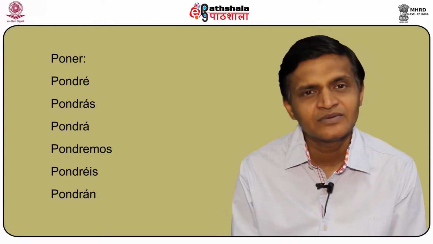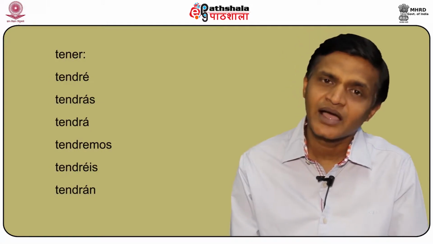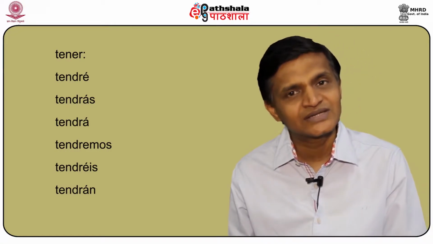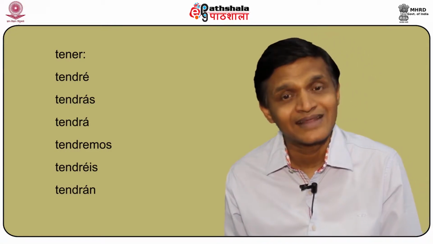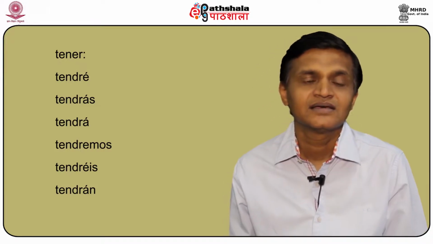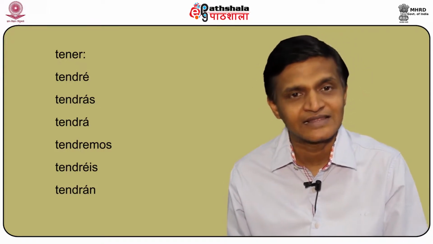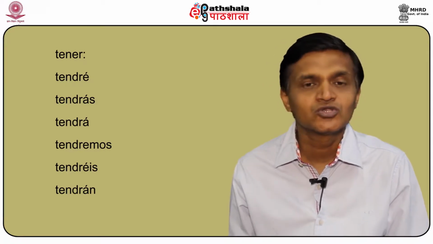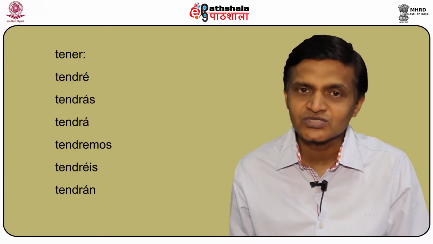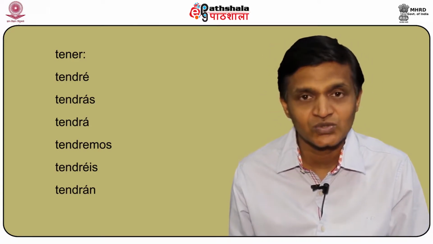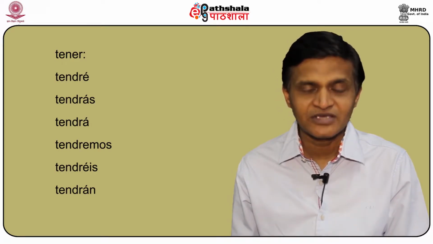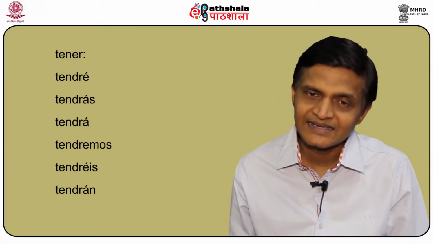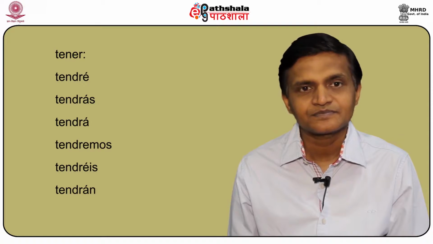What happens with a verb like tener? In tener, again you just drop the E or the I of the infinitive and add the consonant D, like poner, tendré. So pondré, tendré. Tener conjugation is yo tendré, tú tendrás, él, ella, usted tendrá, nosotros tendremos, vosotros tendréis, and ellos, ellas, ustedes tendrán. I repeat, tendré, tendrás, tendrá, tendremos, tendréis, and tendrán.